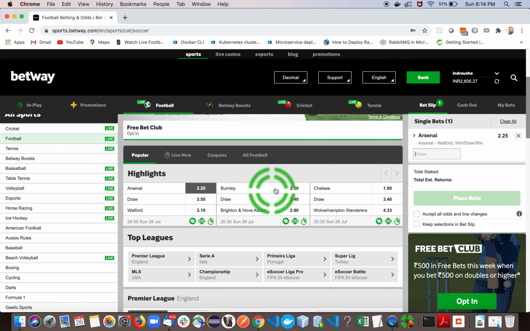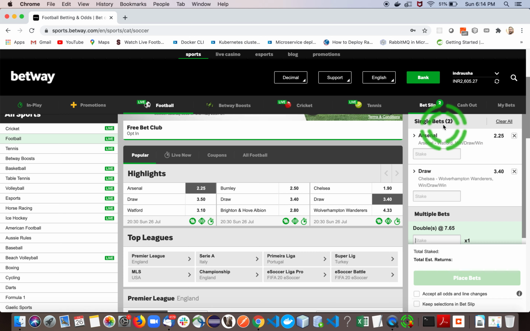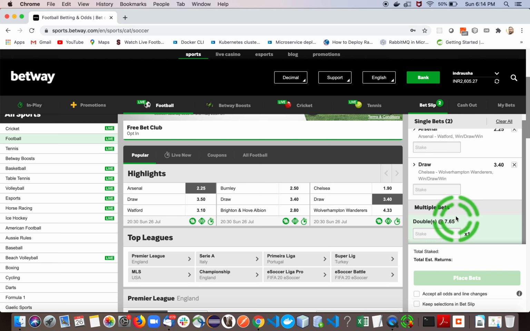We need to select one more bet from another event. So suppose we select this one, Chelsea versus Wolverhampton. Suppose you are guessing that it may be a draw, so you can select this one. If you look at the bet slip, we have selected two bets, which signifies that we are betting on a double. Here you can see that this is a double bet.